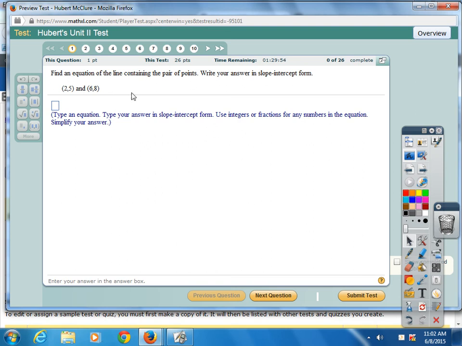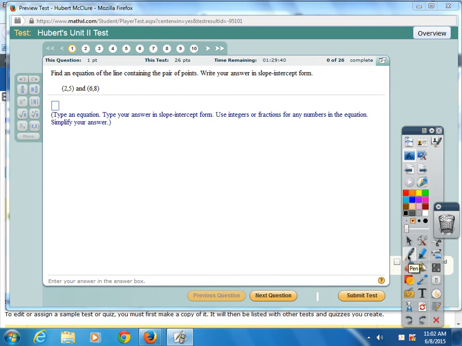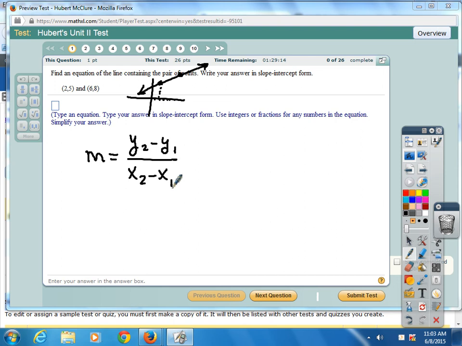Find the equation of the line. Find the equation of the line through two points. Remember, you've got to have a point and a what? A slope. So I'm writing an equation? No, you've got to find the equation. There's a point, 2 and 5, and 6 and 8. Find the equation for the line going through these two points. So you've got to find the slope, and then the point-slope equation.